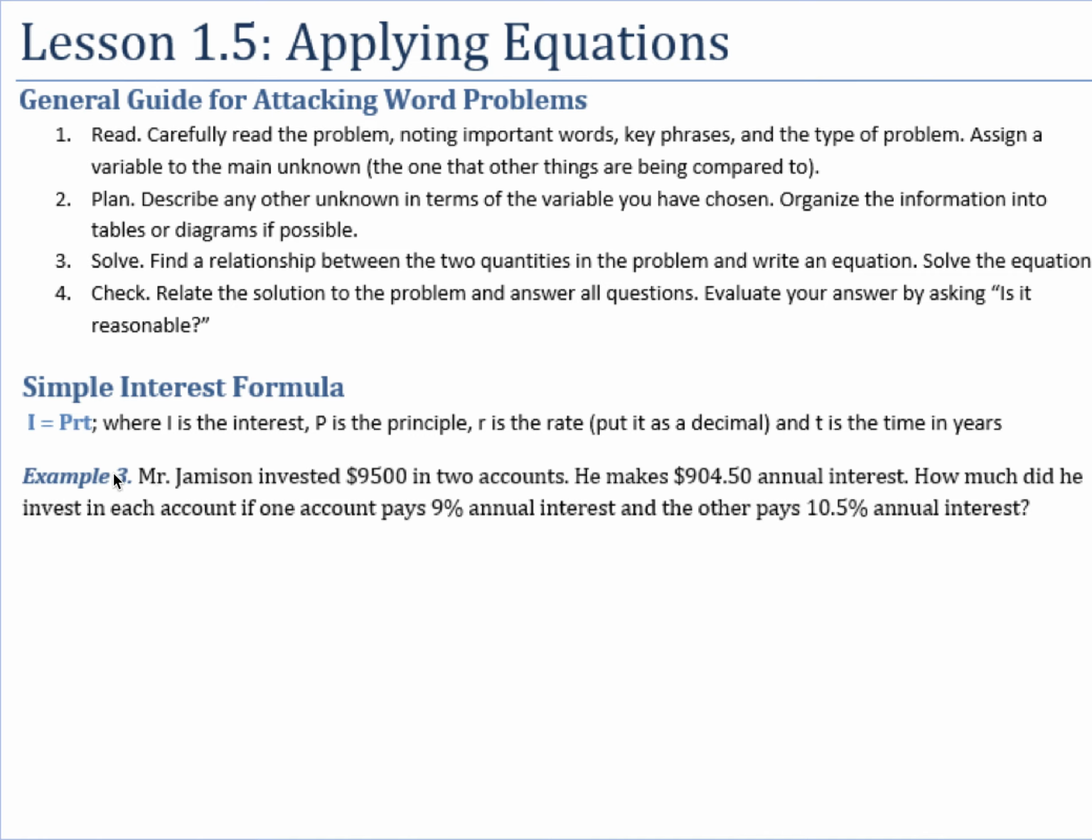And we're going to use this to work through examples like this one, and we'll talk through that some. So here, Mr. Jameson invested $9,500 in two accounts. Now this means a total of $9,500 in two accounts. Some went in one and some went in the other. He makes $904.50 annual interest. Altogether, that's what that is.